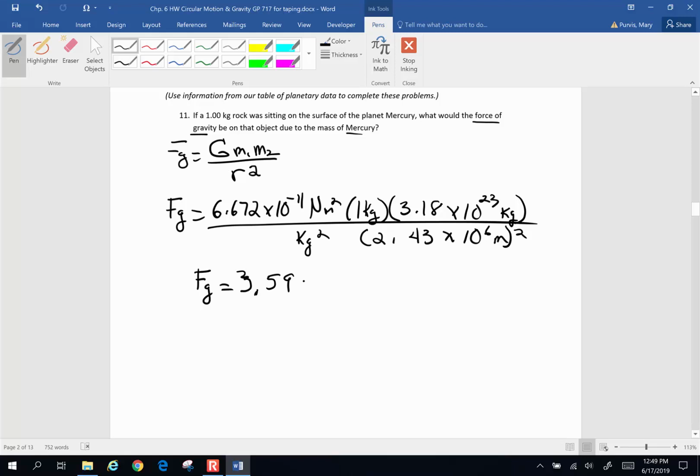Now, it's a force. It should be newtons. Let's take a look at those units and see what happens. I have kilograms and kilograms squared. So those kilograms cancel with kilograms squared. I have meters squared, newtons, hot diggity dog, we end up with newtons.